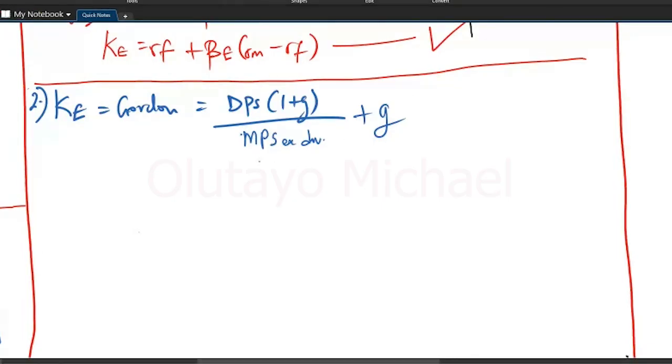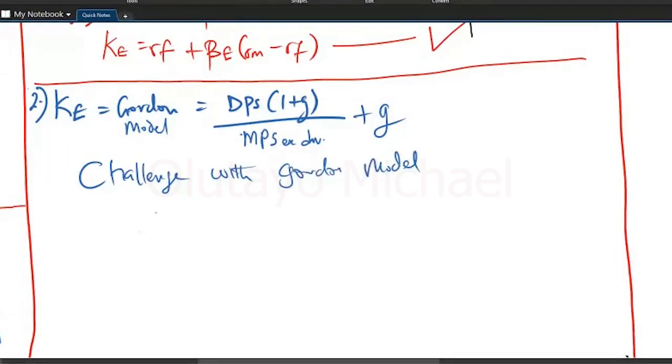All right, ladies and gentlemen, this cost of equity using the Gordon model is also not free. Using the Gordon model, they can also challenge you there. Okay, what kind of challenge? The challenge with the Gordon model is basically on growth, the growth computation.